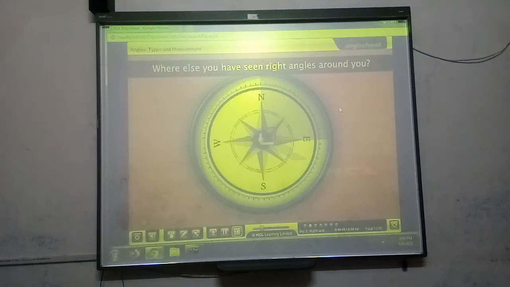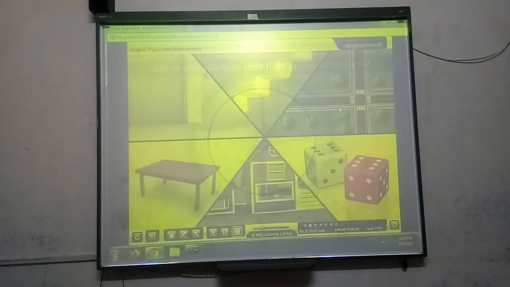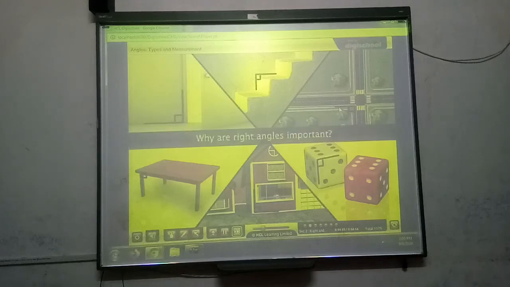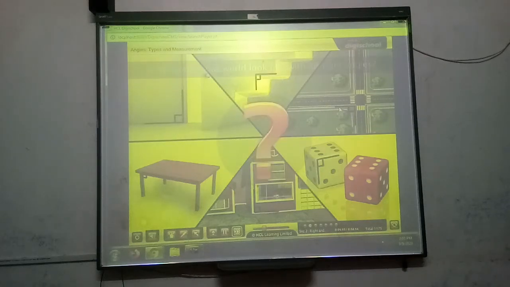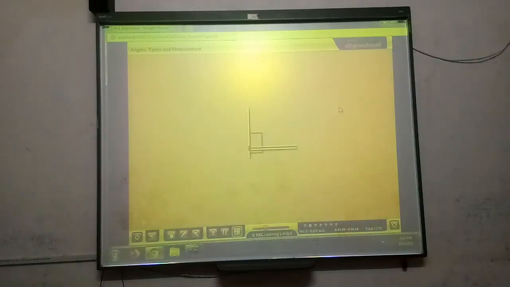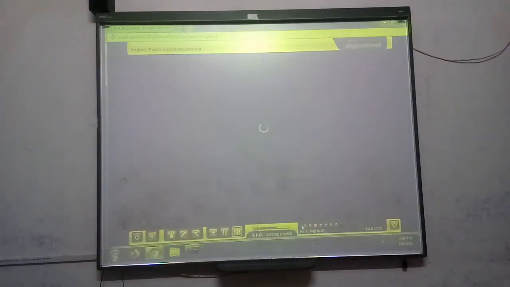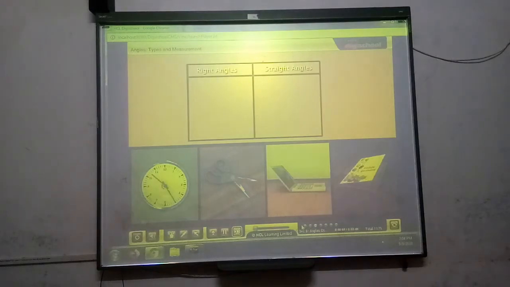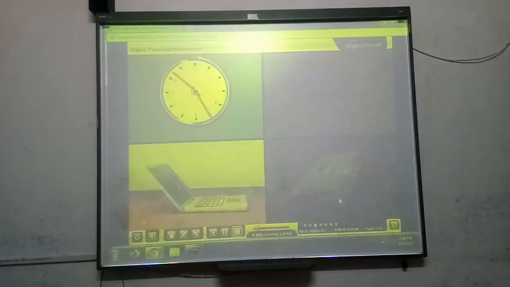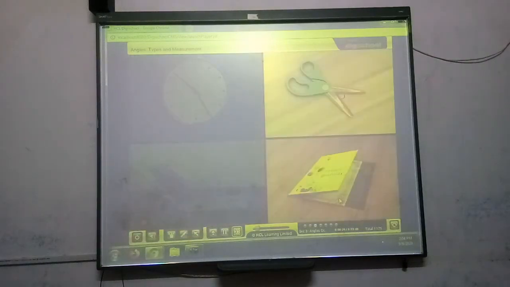Can you recall where else you have seen right angles around you? Here are a few examples. So, why are right angles important? Well, think about it. What would your world look like without right angles? Something like this, perhaps? But what happens when you join two right angles? Can you group these angles into right or straight angles? Difficult, right? Some seem bigger and others seem smaller than a right angle.